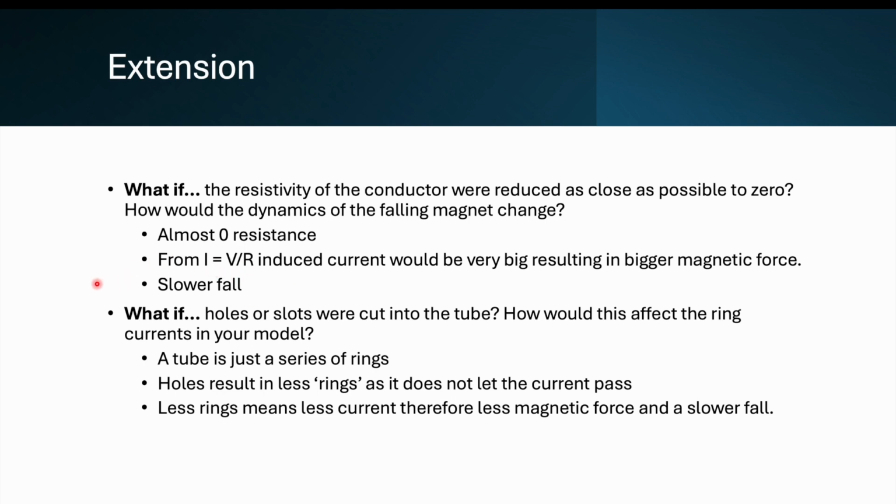What if holes and slots were cut into the tube? Well, a tube is just a series of rings on top of each other. Holes result in fewer of those rings being complete, so the current has a more difficult time passing through the tube. Fewer rings means less current, therefore less magnetic braking force, and therefore a slower fall.